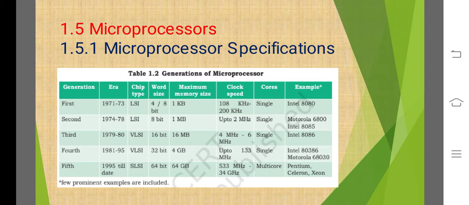Now the next point is clock speed. Clock speed means a computer has an internal clock that generates pulses or signals at regular intervals of time. Clock speed simply means the number of pulses generated per second by the clock inside a computer. The clock indicates the speed at which the computer can execute instructions. For that, clock speed is required.